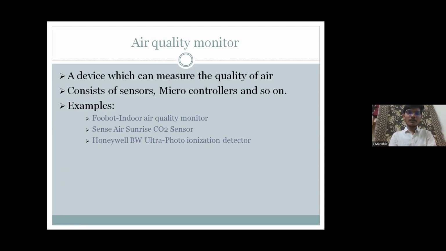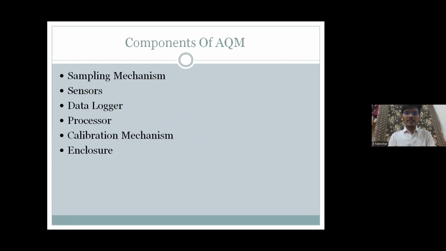Some of the examples include FUBOT, which is an indoor air quality monitor, and the Sense Air Sunrise CO2 sensor, which is a CO2 air quality monitor. It measures the concentration of CO2 present in the environment. And Honeywell BW Ultra is a photoionization detector. These are some examples only. There are plenty of air quality monitors that we have in our present era. And coming to the components of an air quality monitor, they include sampling mechanism, sensors, data logger, processor, calibration mechanism, and enclosure.